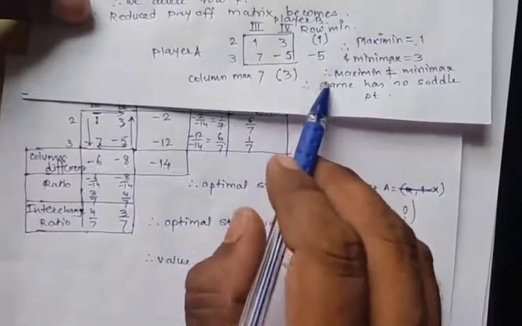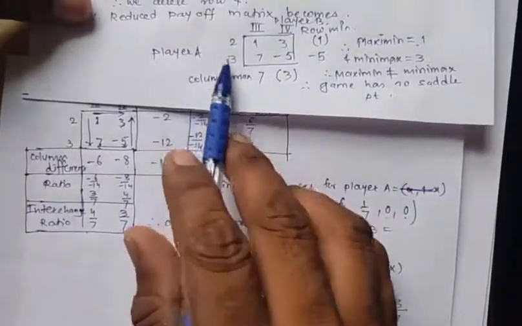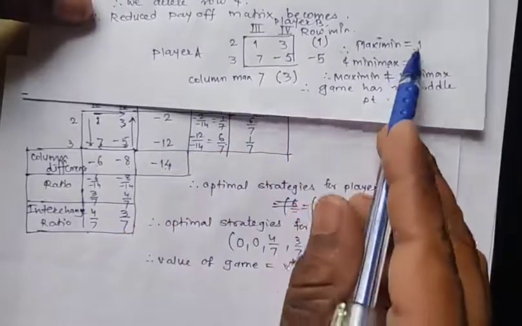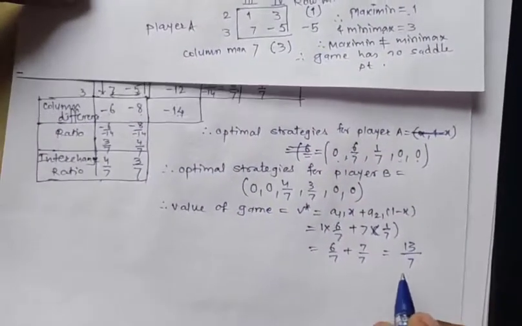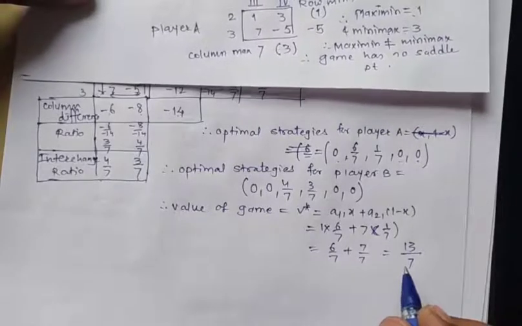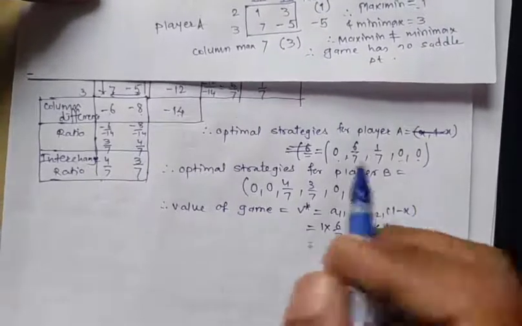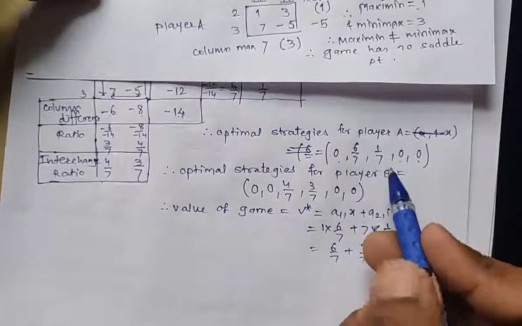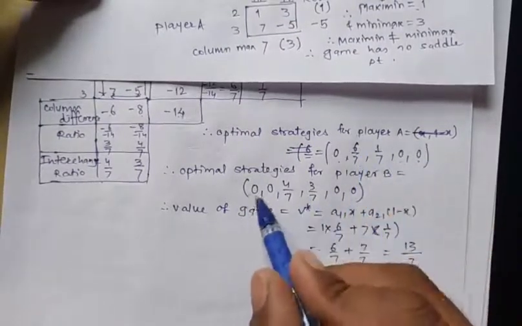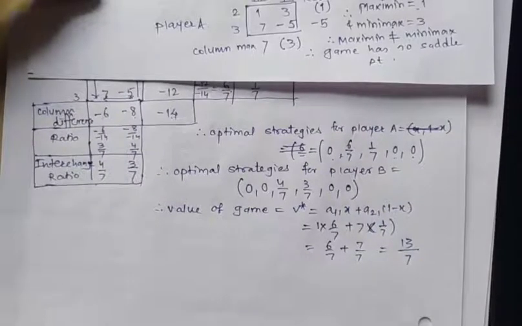Here we have seen that the value of the game lies between 1 and 3, and here we get the value of the game as 13 by 7, which lies in the interval 1 and 3, and this is the value of the game. And 0, 6 by 7, 1 by 7, 0, 0 are the optimal strategies for player A, and these are the optimal strategies for player B.